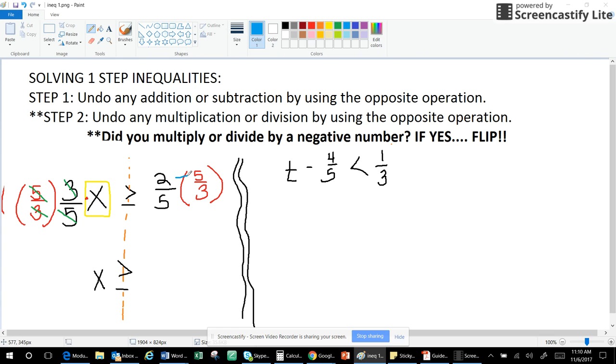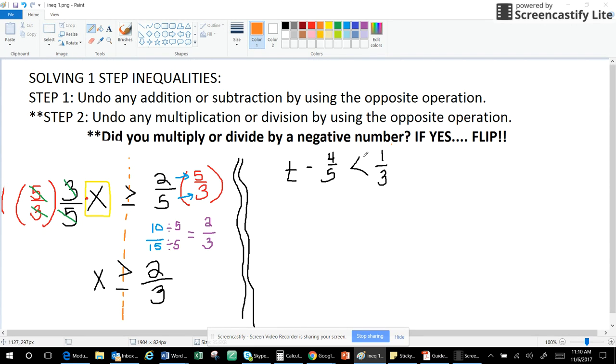And now when I multiply fractions, I just multiply straight across the top, straight across the bottom. So 2 times 5 is 10, and 5 times 3 is 15. And now I should check to see if this fraction simplifies, and it does. The numbers 10 and 15, I know that 5 divides into both of those equally. So 10 divided by 5 is 2, and 15 divided by 5 is 3. So we wind up with x ≥ 2/3.